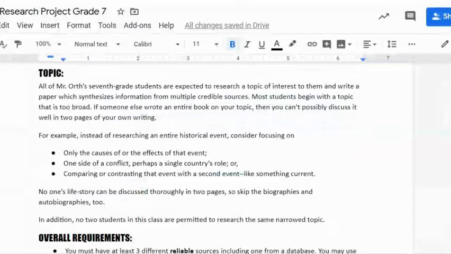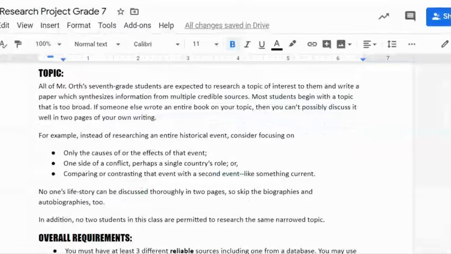So if you're stuck, it might be a great idea to say, what can I do with what I've already found, and how can I connect that to what's happening here today or somewhere else in the world today? Remember, no biographies, autobiographies. We've done that, and you can't do a whole life story in 2 pages, not even your own. So how could you possibly do that for someone who lived a lot longer than you? And again, no students in the same class are permitted to research the same narrowed topic.